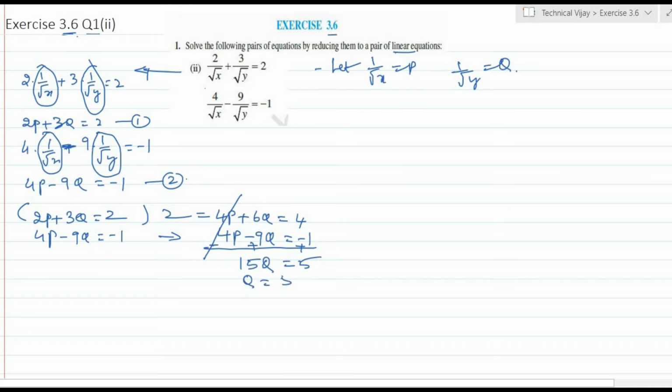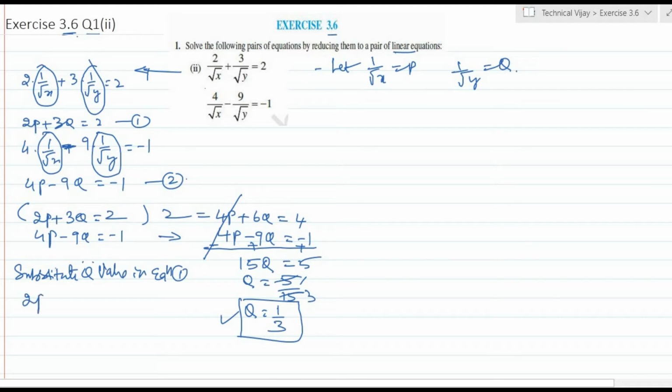So q is equal to 5 divided by 15. So q is equal to 1 by 3, because 5 threes are 15. So this q value we will substitute in any one of the equations. So substitute q value in equation 1. Okay, this is the equation 1. 2p plus 3 into 1 by 3 is equal to 2. So 3 gets cancelled. 2p is equal to 2 minus 1. This remaining 1 we have sent to RHS. So 2p is equal to 1. P is equal to 1 by 2.